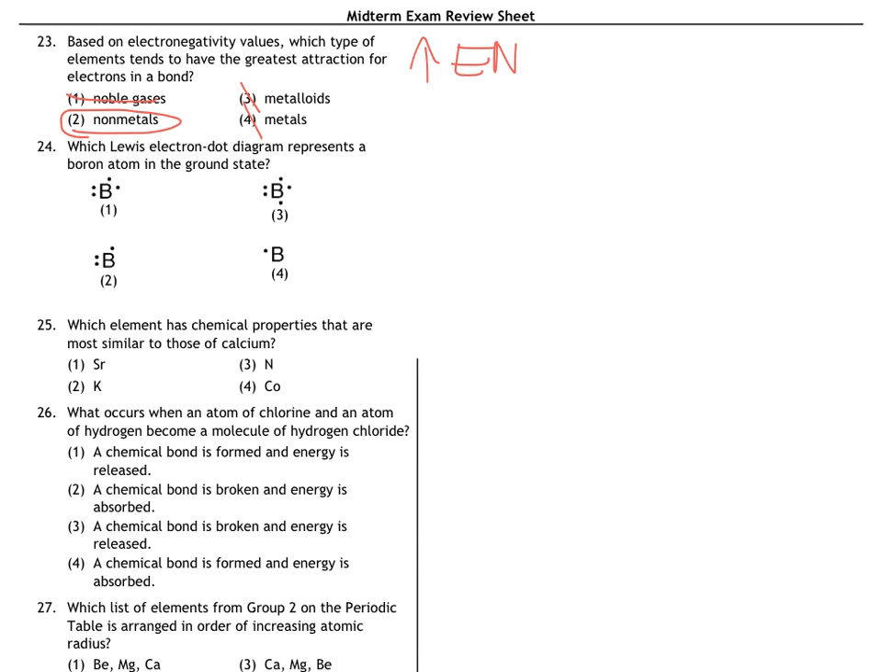All right, Lewis electron dot structures for boron. Boron is in group 13, and elements in group 13 all have 3 electrons in their valence shell, and this diagram shows that.